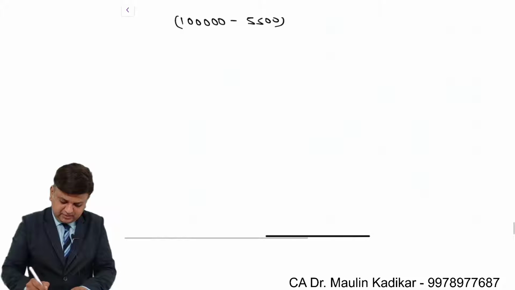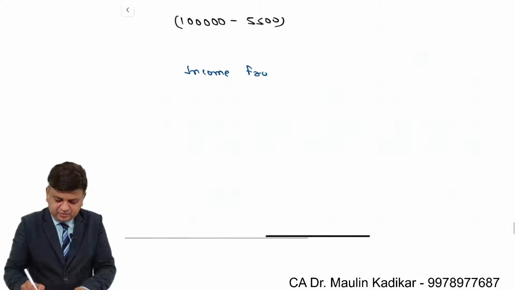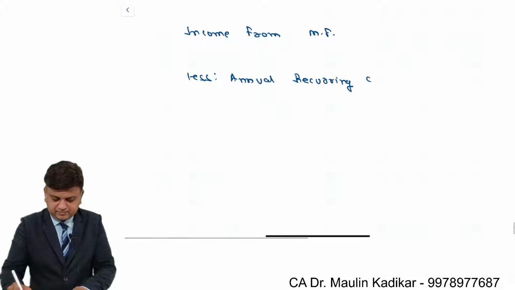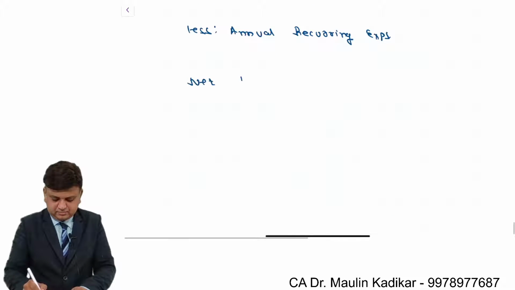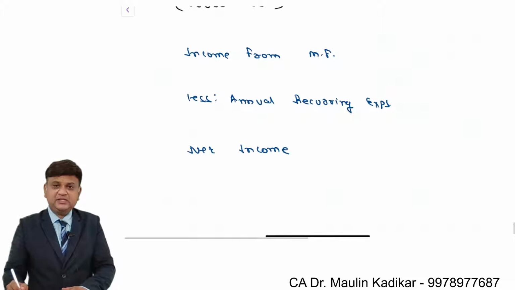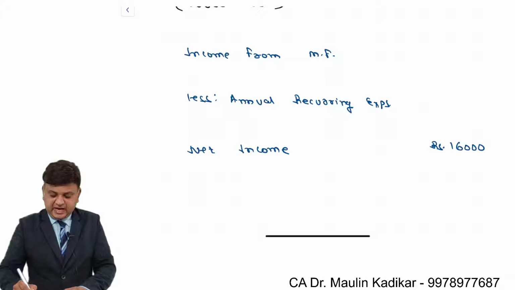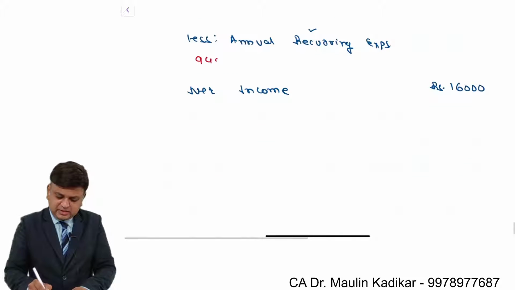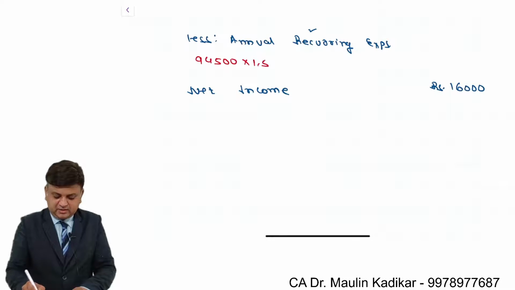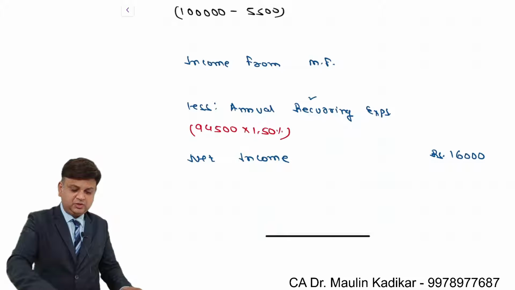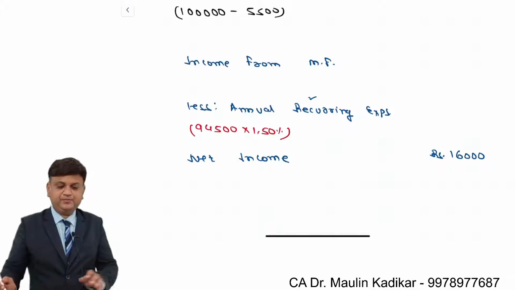Now listen carefully. Income from mutual fund, less annual recurring expense, equals net income. We understand that the net income of the mutual fund should be rupees 16,000. That is the minimum expectation of Mr. A. Annual recurring expenses are provided to us as 1.5 percentage. Importantly, friends, it will be calculated on 94,500 and not on 1 lakh, because always the expense ratios are provided based on the actual investment which the mutual fund is making. So 94,500 into 1.5 percentage, that is 1,417.5.